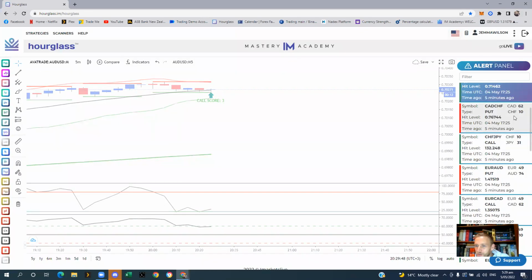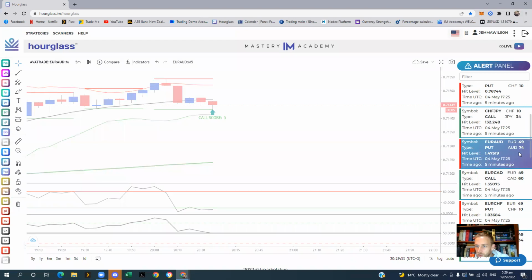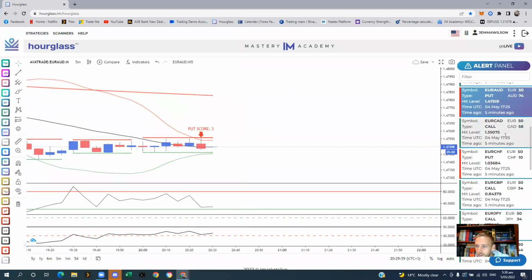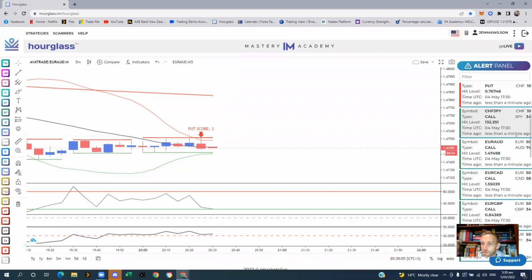AUD USD, let's see if we can find one for a put. So Euro AUD 49.74. It's a very strong downwards trend. And looks like it's gone. Looks like all the great setups have just taken place. Euro. Here we go. We've got a new spit out.